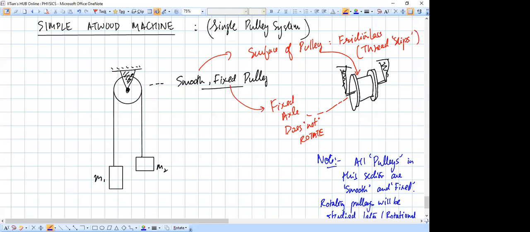Okay, so first of all, understand what is this. Of course, this is a light thread. Its mass is negligible compared to masses m1 and m2. Then we'll come to exactly what we are solving in the question. But this is the definition of a simple Atwood machine. It's one single fixed smooth pulley with a system of two blocks attached to a thread going around it like this. So a very standard kind of system. That's called the simple Atwood machine.